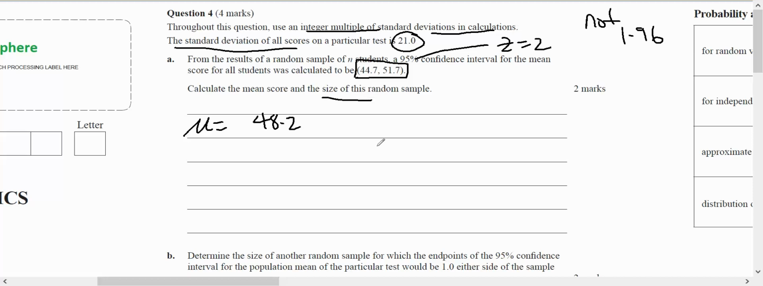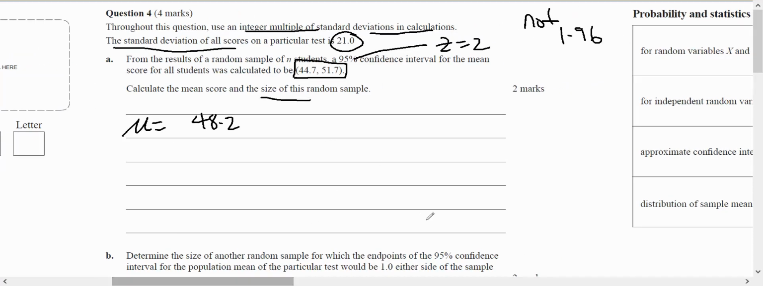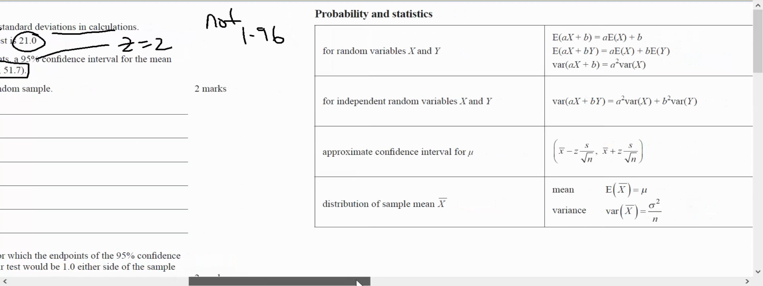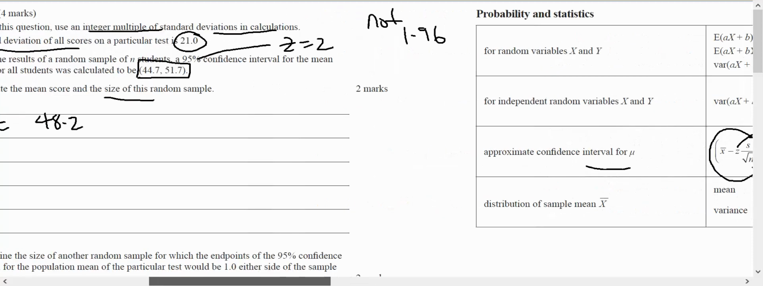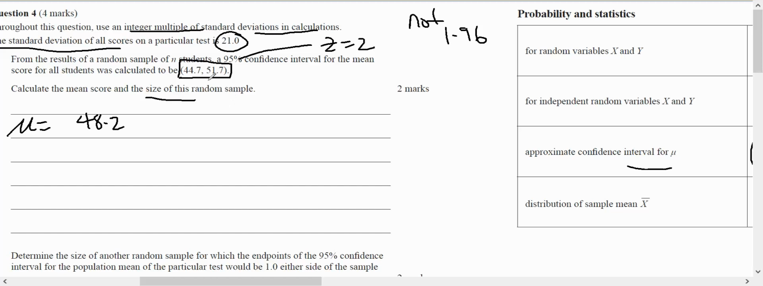this random sample. Well, I know that using my formula that this will be the confidence interval, where I'm going to use 2 for Z, 21 for S, and I'm solving for N. So I'm going to use my upper limit. 51.7 will equal 48.2 plus 2 times 21 on root N.